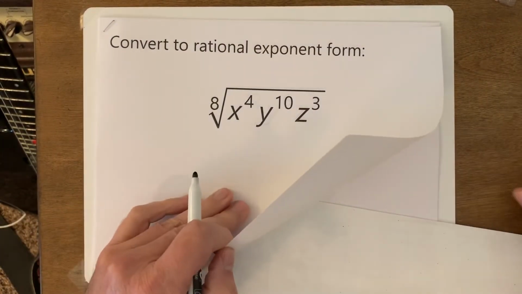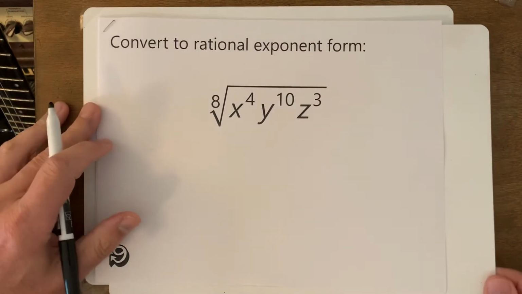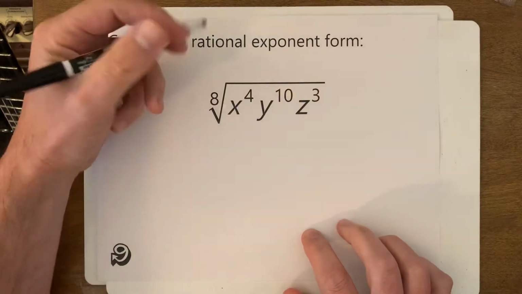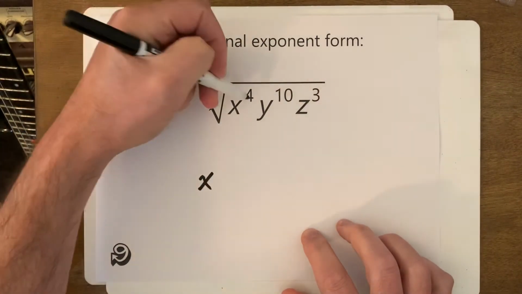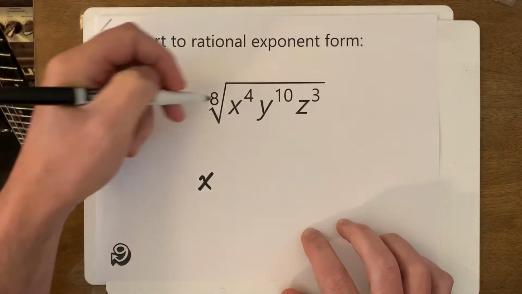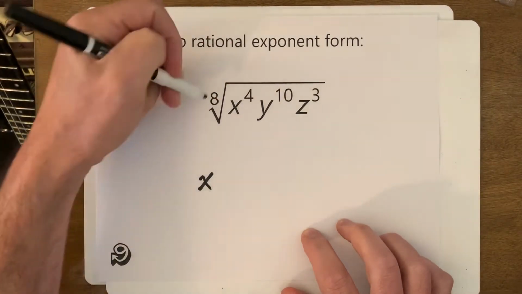Okay, so now we have one that has an 8 as our index. So we know how to handle that. 4 divided by 8, or 4/8, would be simplified all the way to 1/2. But let's do this. Let's just go ahead and write 4/8.